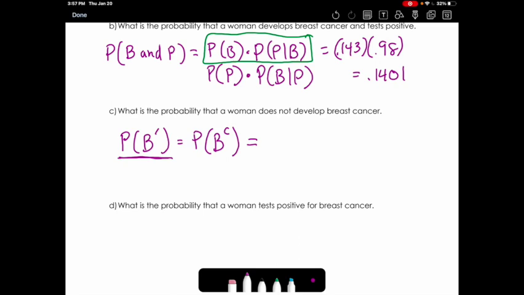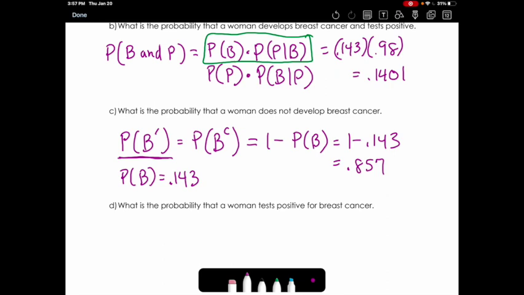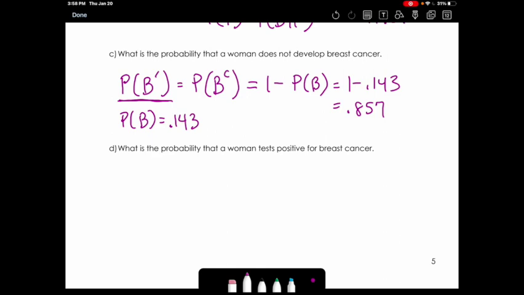So we know that the probability of B is that she has breast cancer. So let's write down that. That would be 0.143. So the complement is going to be 1 minus that. So I'm going to take 1 minus the probability of B, which would be 1 minus 0.143. And so that's going to give me 0.857 when I subtract.